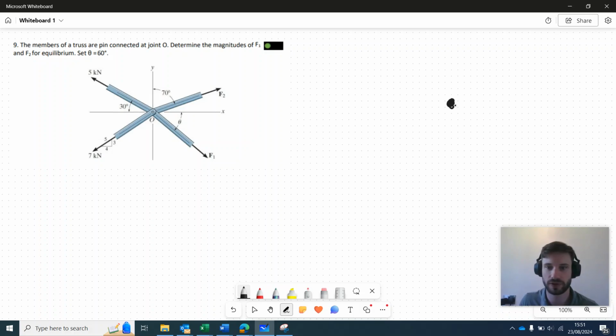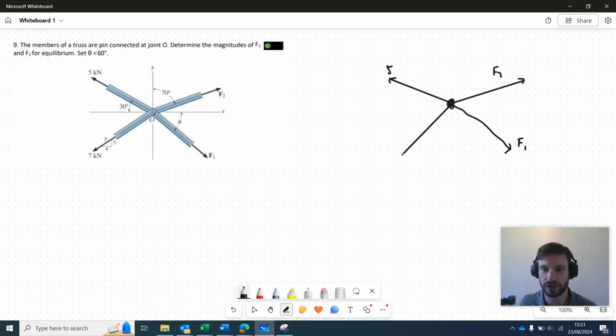free body diagram. So first of all, we have this F2 force here. We have this F1 force here. Oh, it's not going to give me a straight line. Oh well. We have this 5 kilonewton force here. And we have this 7 kilonewton force down here.